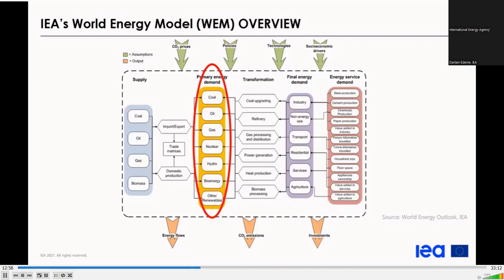On the top left side, you have the supply modeling section with fossil fuel supply, but very importantly as well, trade matrices, import, export of oil, of gas, as well as domestic production. And the fossil fuel prices will play a role of equilibrium between supply and demand.